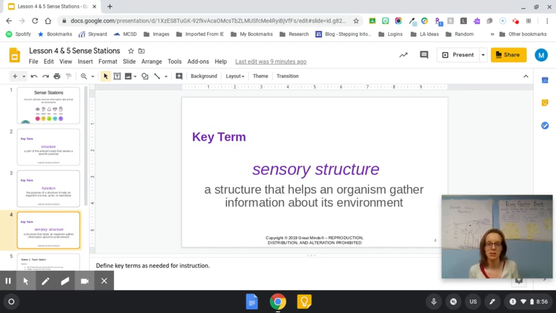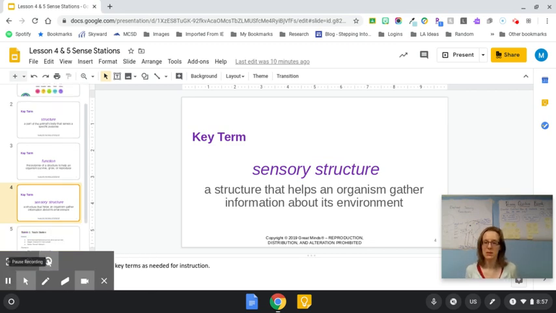And then the special structures that we're going to talk about today are the sensory structures. And so, similar to just general structures, these are the structures whose functions are specifically about helping them to sense information. So, any structure that is helping an animal gather information about its environment or where it's trying to survive, is called a sensory structure.